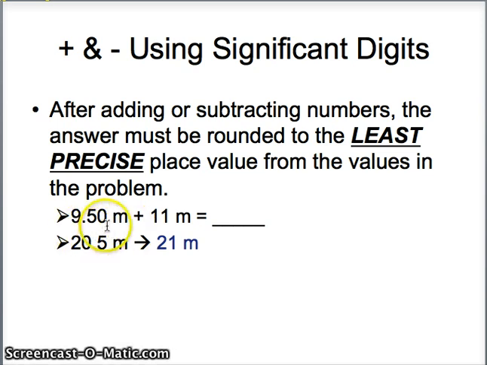So if you look at 9.50, this is precise to the hundredths place, and the 11 is only precise to the ones place. So between 9.50 and 11, 9.50 is more precise than 11. When we add the values, we have to round the answer to the ones place, which is the least precise. So when we add 9.50 plus 11, we get 20.5, keeping the units the same, meters. We look at this number, 20.5. It's not significant, so we have to round it to 21. Remember, rounding is 5 or higher, round up. Lower than 5, round down. Okay.